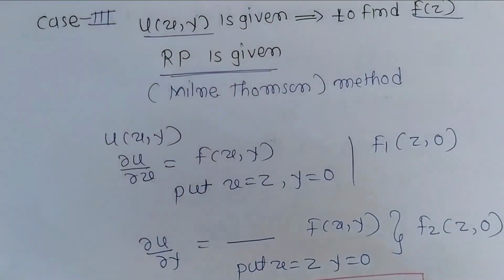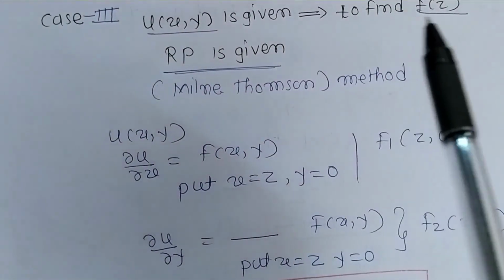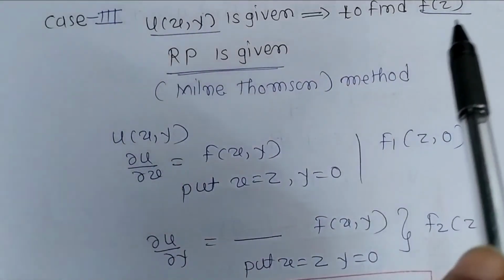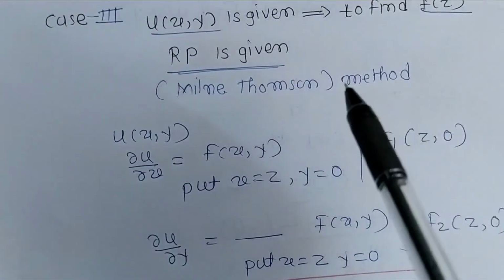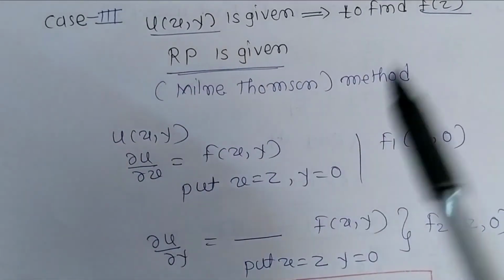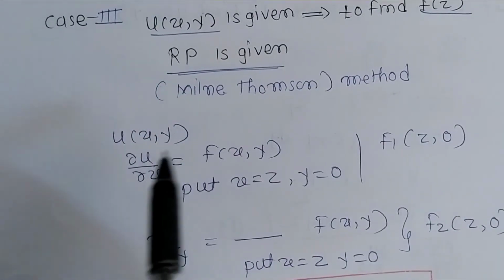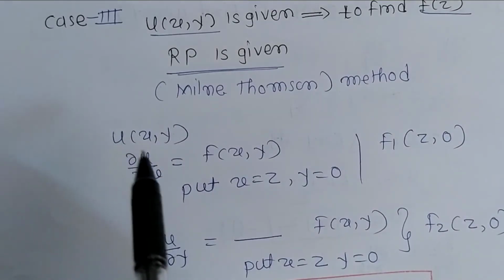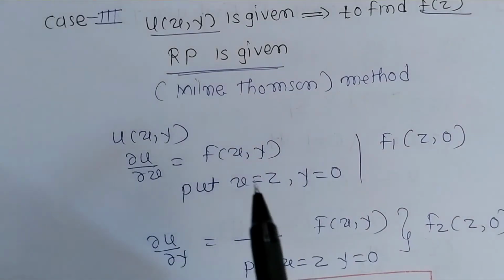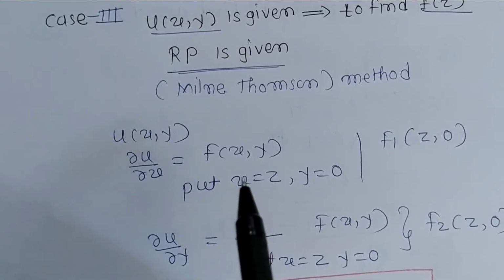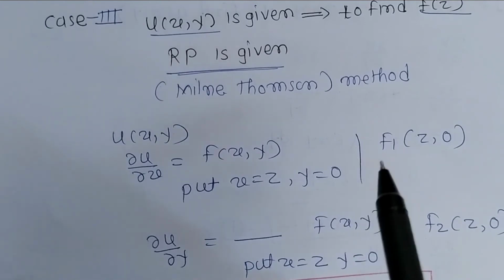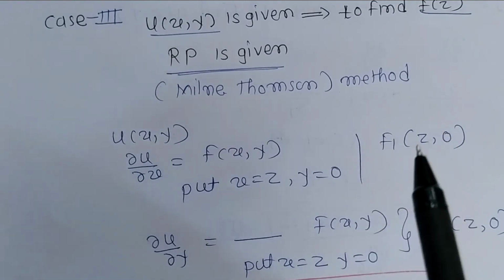Third, u of xy is given, that is, the real part is given, and then we have to find the f of z. What we do is the Milne-Thomas method. When u of xy is given, first find dou u by dou x, that is f of xy, and put x is equal to z and y is equal to 0, and that is f1.